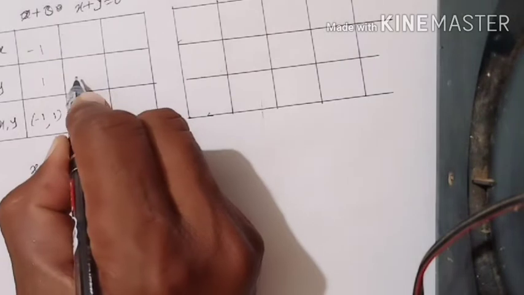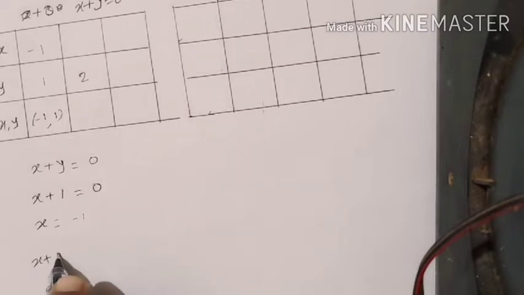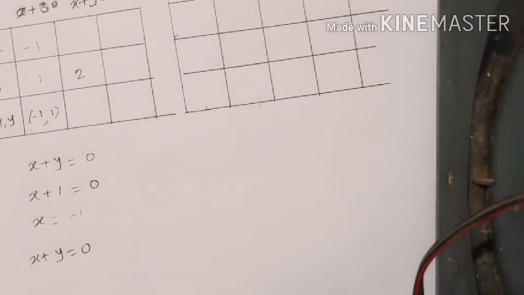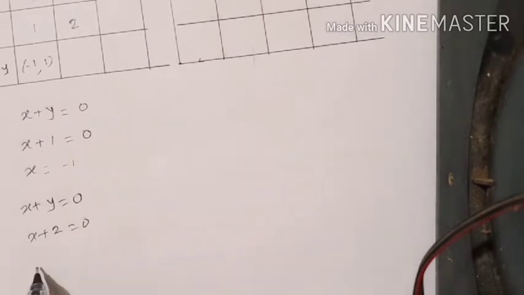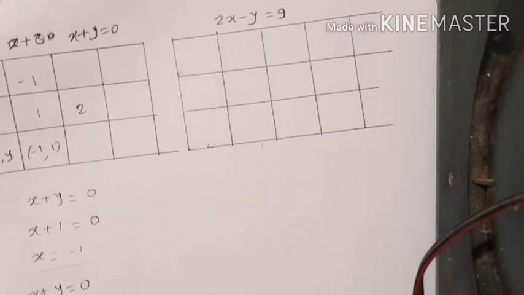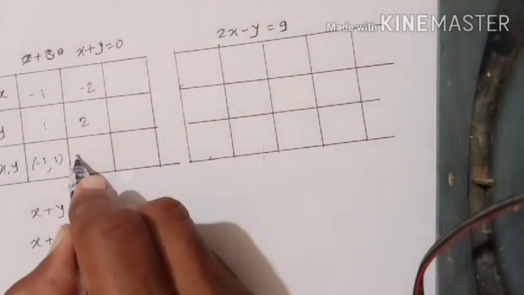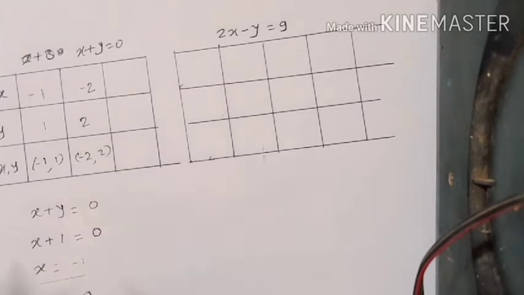Now, suppose I will put here 2. Then what will be the value of x? The x plus y is equal to 0, and the value of y is 2 here. Therefore, x plus 2 is equal to 0, and x is equal to this plus 2 becomes minus 2. It is the value of x, and I will write here in the box the value of x is minus 2. And the coordinates of that point are (-2, 2).